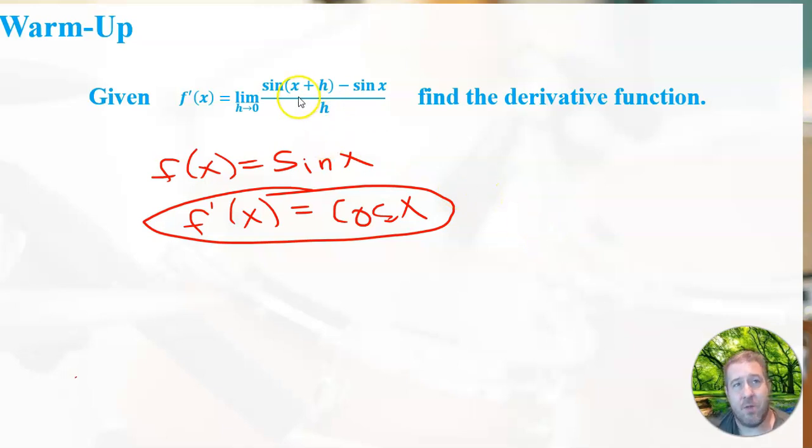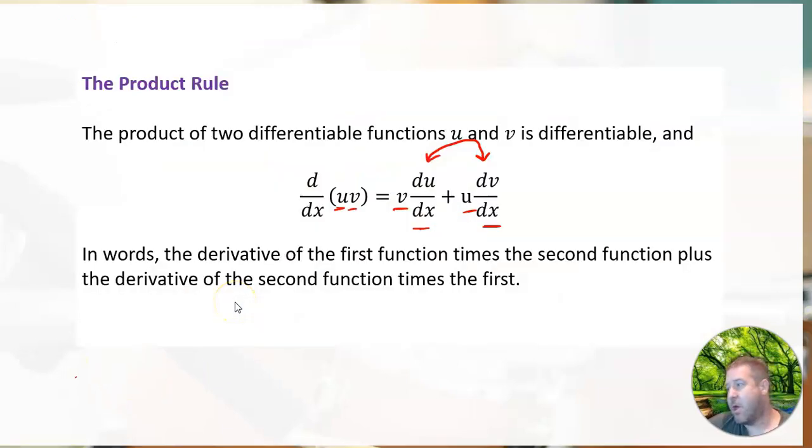Done. So if the original function was sine of x, remember this is f prime of x, which means this is the derivative of the original function. This is f of x plus h minus f of x over h. So the original function is sine of x, and therefore we already know that cosine of x is the derivative of sine of x.